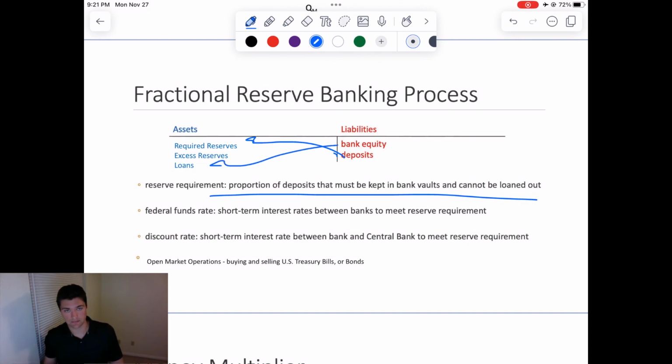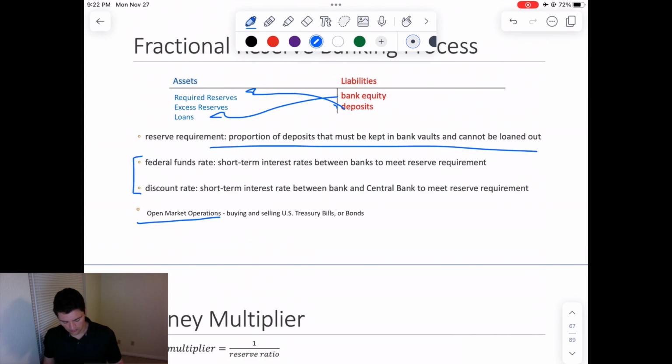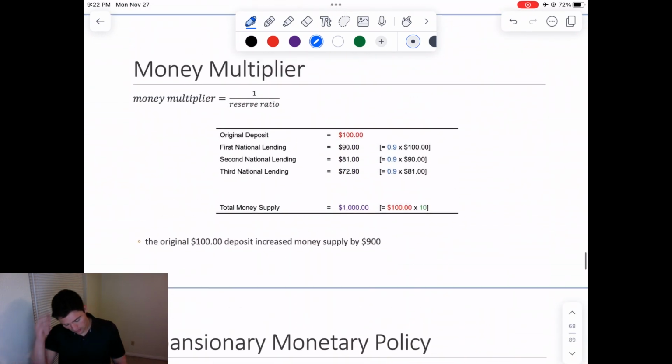out into the system. Remember that the federal funds rate and the discount rate, that is money that you use to borrow from other banks or borrow from the Fed in order to get more money. Okay. Open market operations, remember that is buying and selling treasury bonds. All of these are monetary policy. So we'll talk about it in a second.